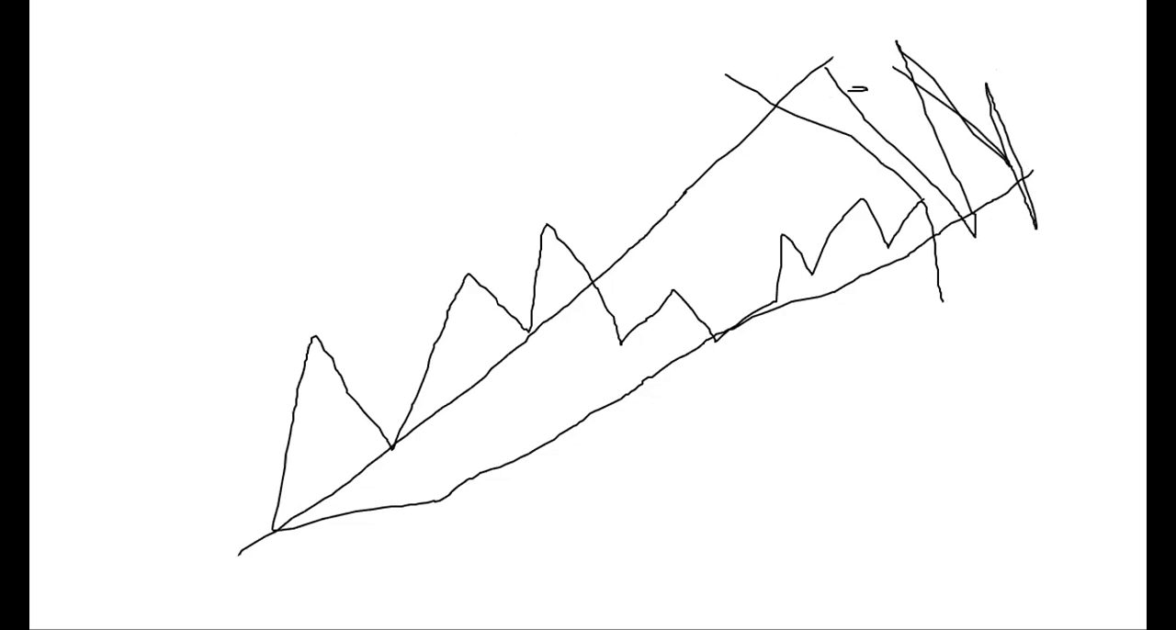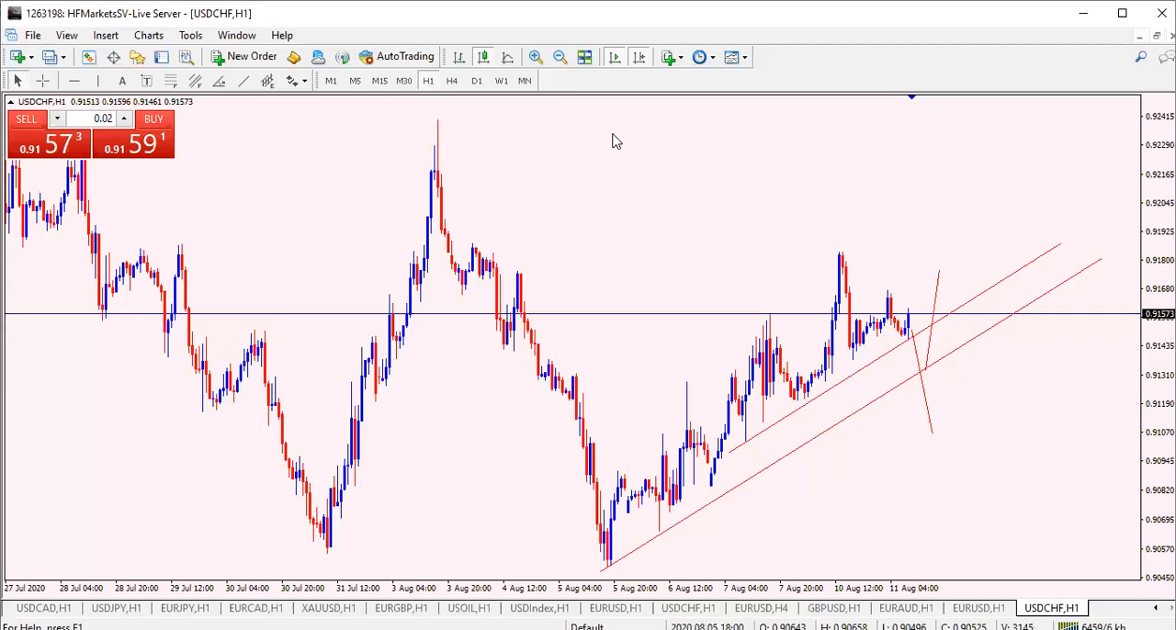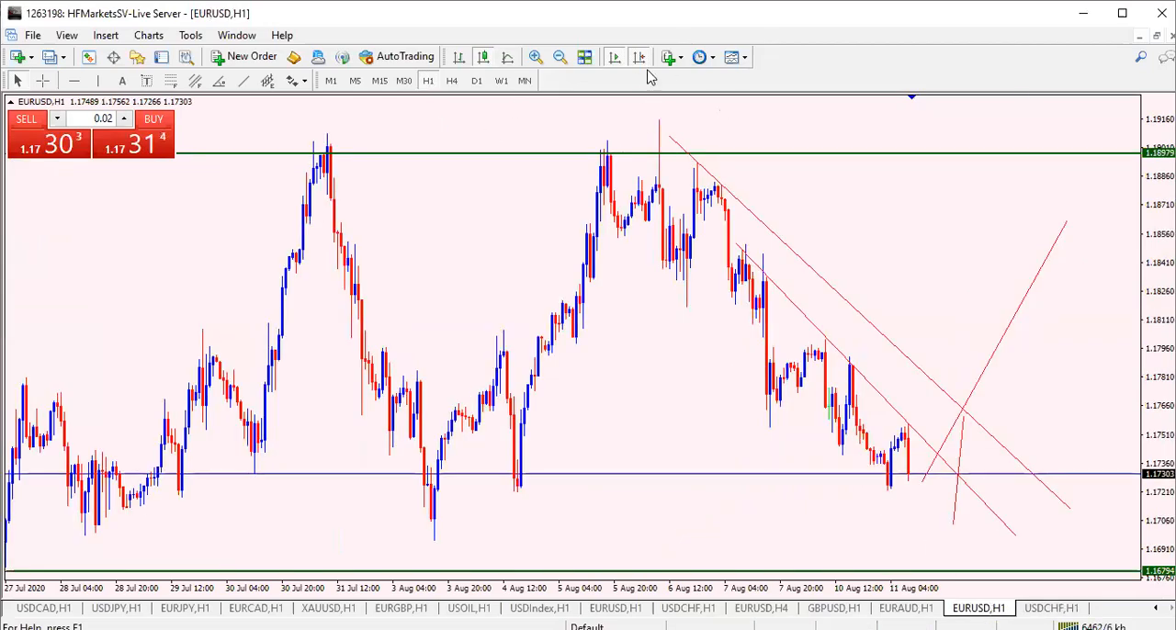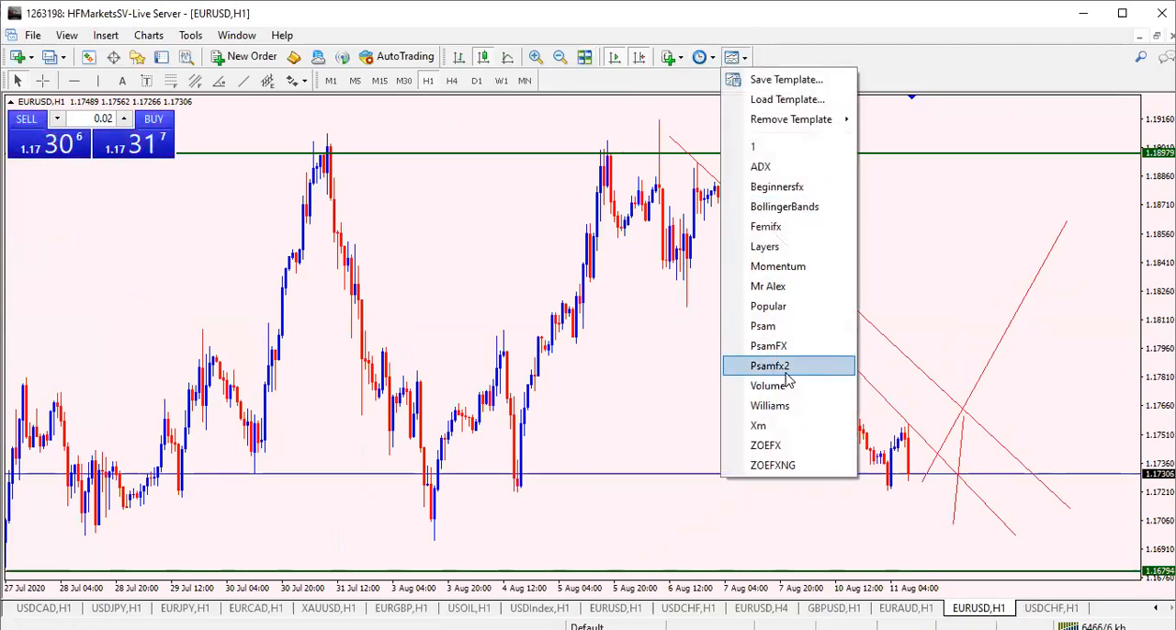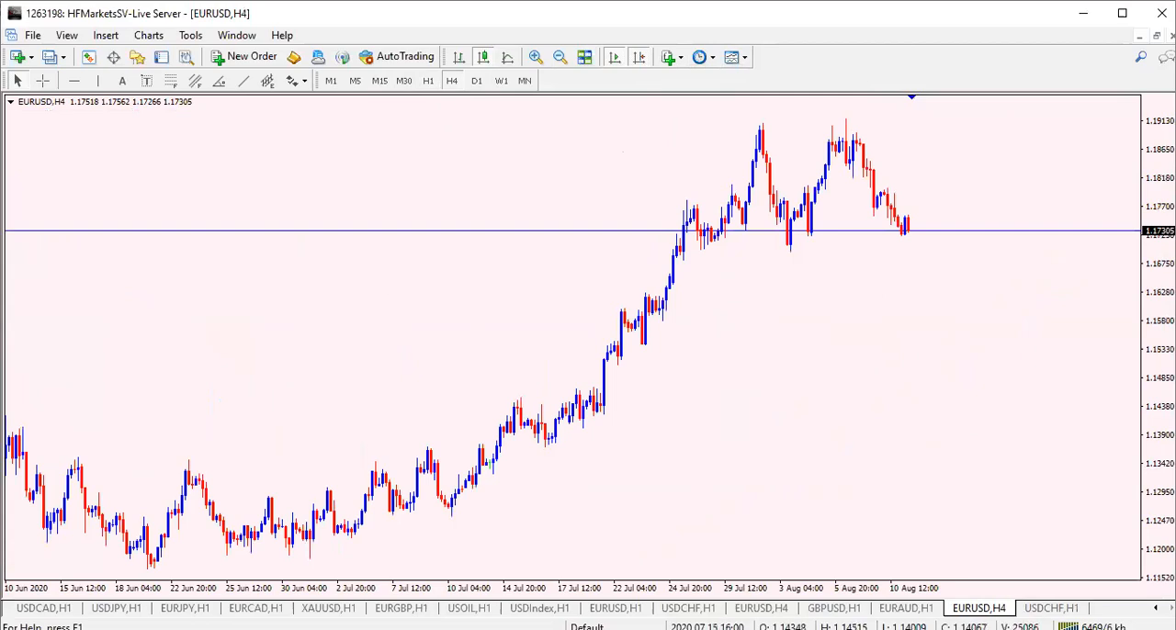Let me go to a real life chart. All right. Now, let me come to Forex. Very good. Now, look at this. Initially, this was my trend line. Let me show you something here.